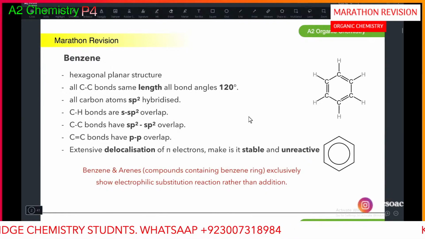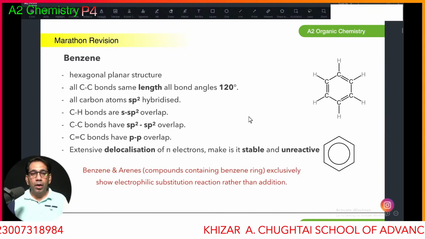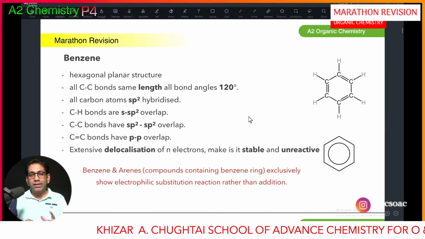Basically, I'm going to start from the organic chemistry basics, that is the benzene ring. What is benzene? What are its basic properties?